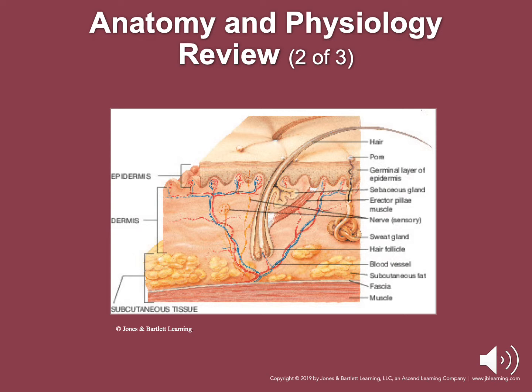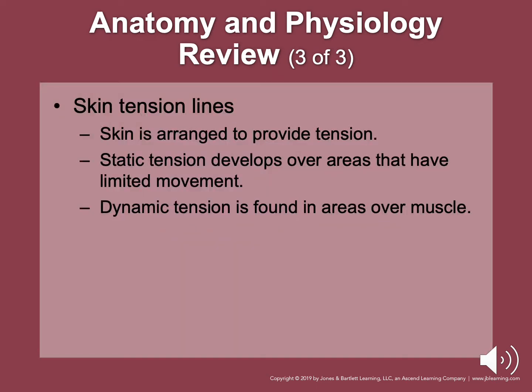And this is a figure of the layers of the skin, the epidermis, and then down into the dermis until you get into the muscle itself. Skin tension wise, skin is arranged to provide tension. Static tension develops over areas that have limited movement. Lacerations occurring parallel to tension lines may remain closed with little or no intervention. Dynamic tension is found in areas that lie over muscles. Open injuries to dynamic tension lines interfere with healing because they disrupt the clotting process in the tissue repair cycle itself.